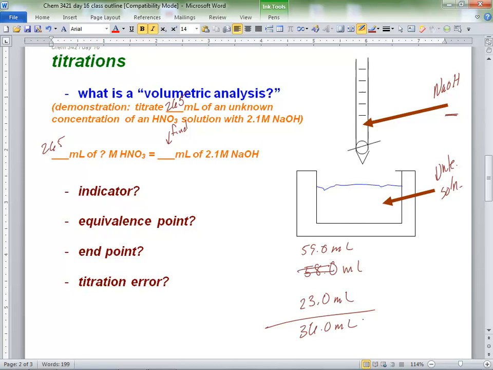We added 36 mils. What will our constant? Oh, we can write the 36 in here. What is our concentration of NaOH? Or it's not concentration of NaOH. What is our concentration of nitric acid? How would you get it? I don't think M1V1 = M2V2 won't work. I don't think so.